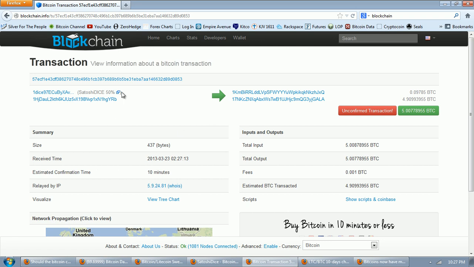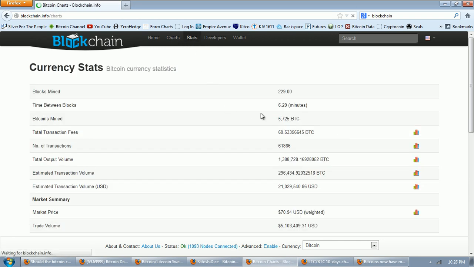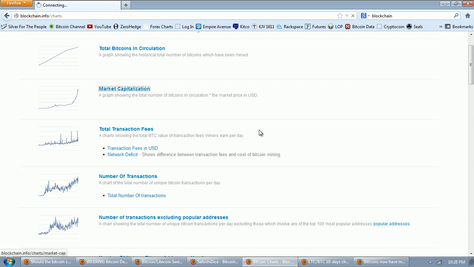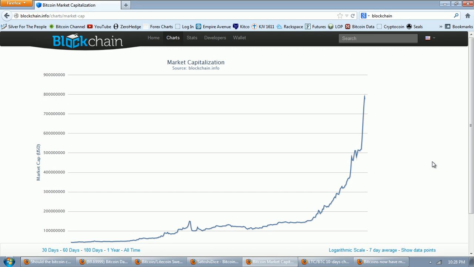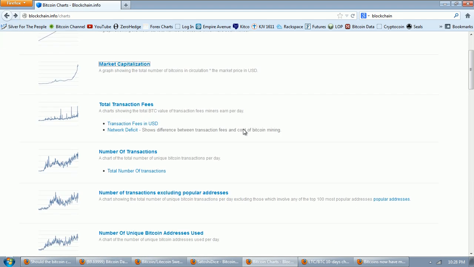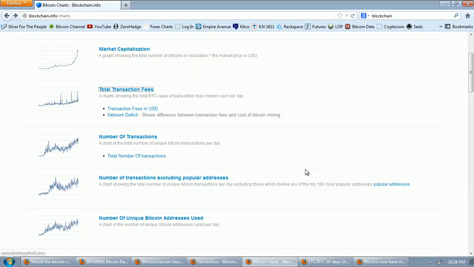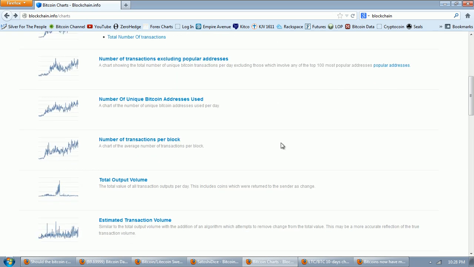And I wanted to look at that when we look at the statistics here on our blockchain. Actually, I'm sorry, it's the charts. These are the main charts on blockchain, and I encourage you to explore these. Some real fascinating ones. Here's the market cap of Bitcoin, and you can see we're not too far from $1 billion in market cap, and that's just absolutely crazy. But total transaction fees is really growing. And so is that due to Satoshi Dice? How much of that is due to Satoshi Dice?